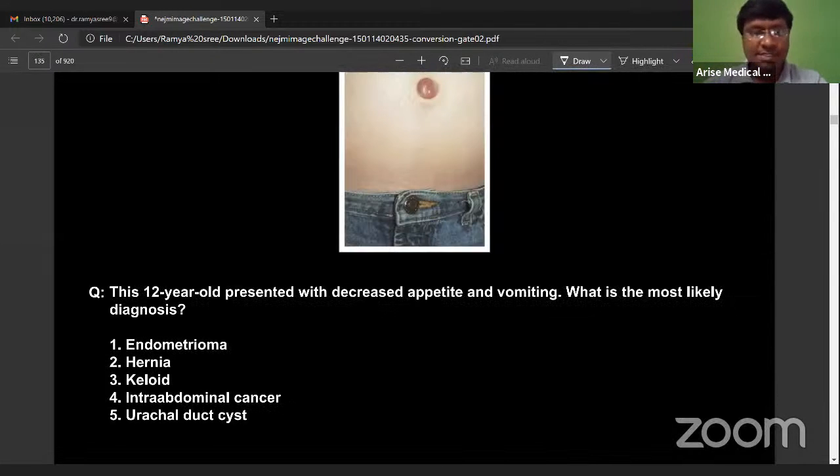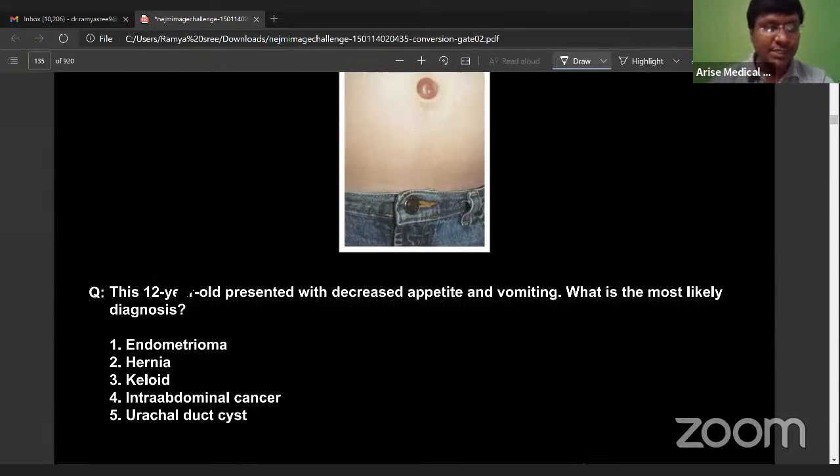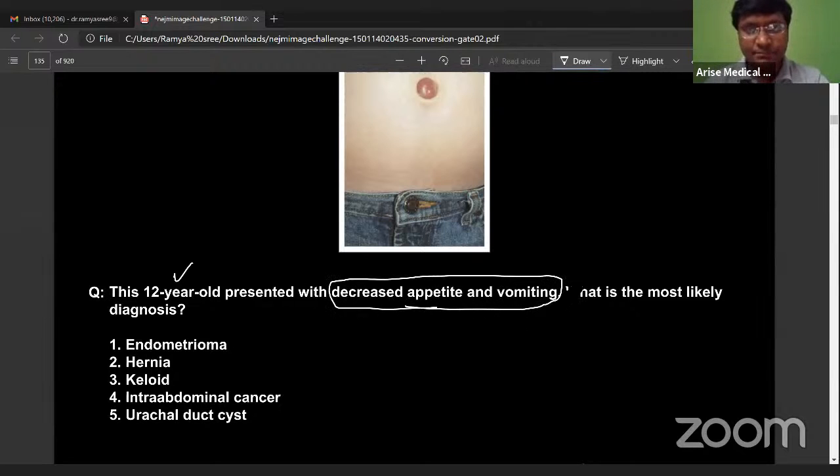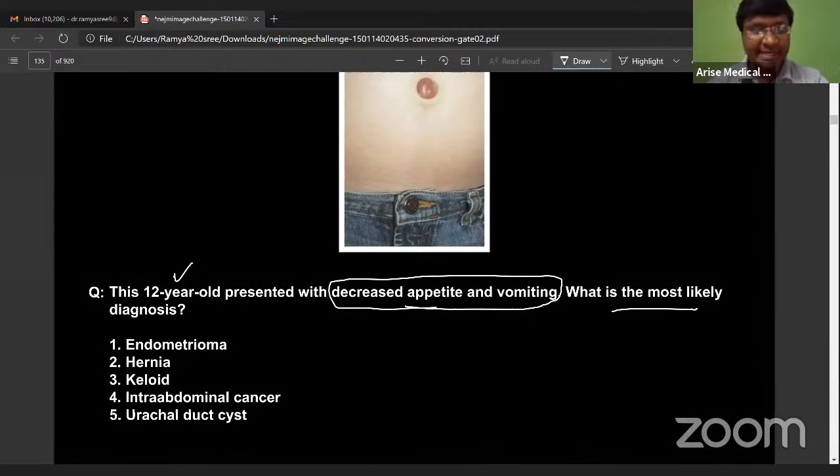Yes, this is another very interesting question, and let me see how many of you can crack this. This 12-year-old presented with decreased appetite as well as vomiting, right? What is the most likely diagnosis? Endometrioma, hernia, keloid, intraabdominal cancer, urachal duct cyst.